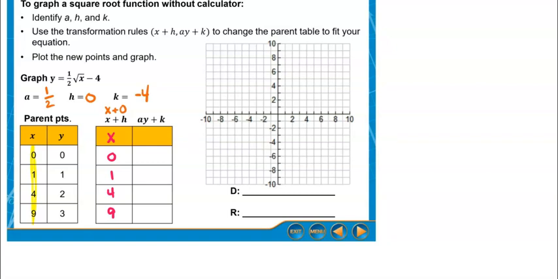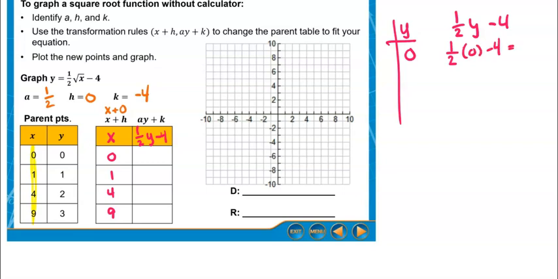ay plus k means I take the a value, I'm going to multiply the y value from the other column, and I'm going to add k to it, which is -4. So 1/2 y plus -4 is just 1/2 y minus 4. So this is a process we're going to do. So in my y column, I have y equals 0. So if I'm going to do 1/2 the a, y minus 4, I'm going to take that y value and I'm going to put it where the y is.